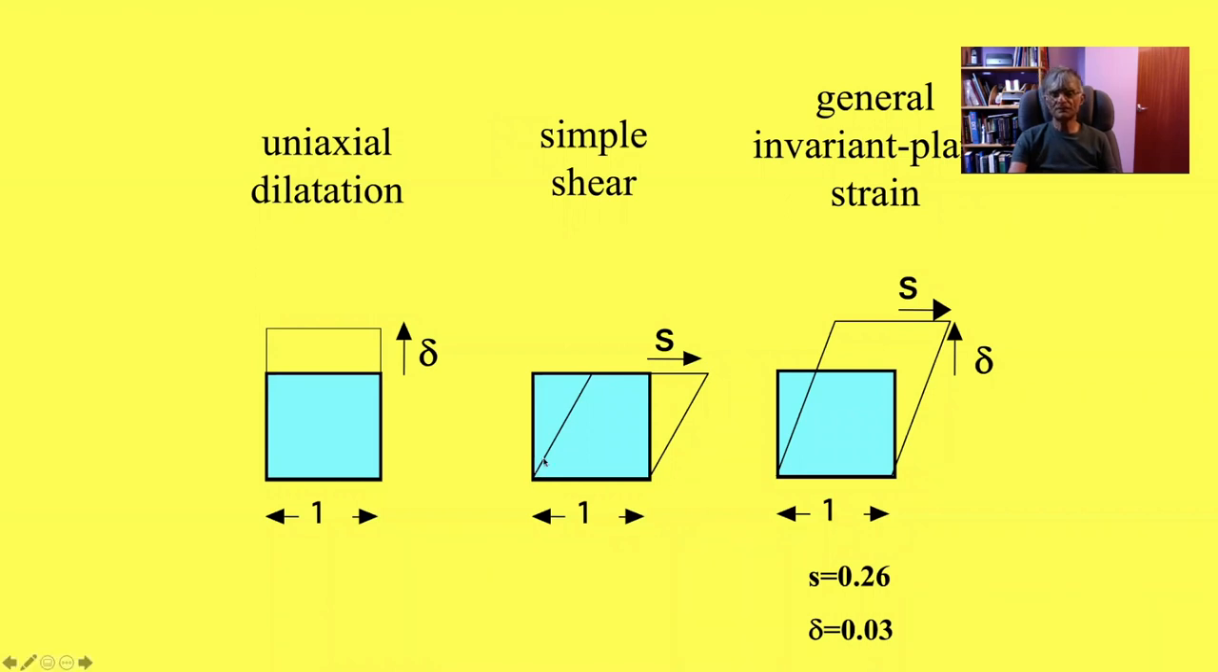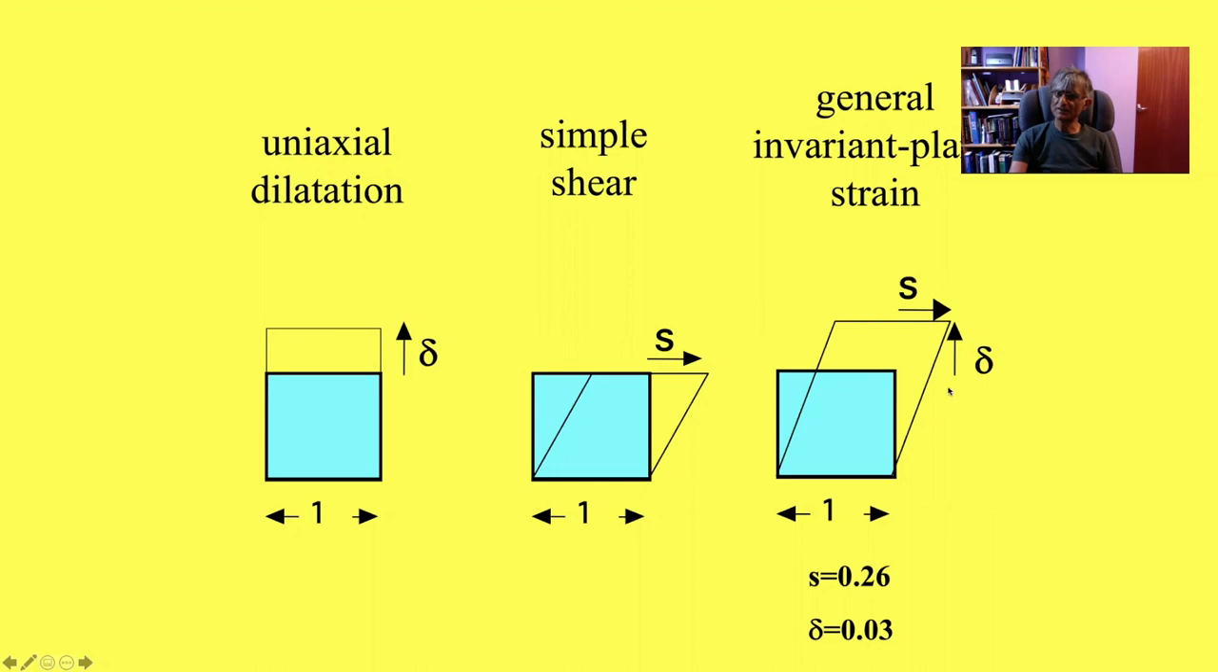Similarly, if we shear the blue crystal, then it also leaves this plane completely unchanged. And that is also an invariant plane strain because that plane is undistorted and unrotated. If we combine these two, then I get the most general kind of invariant plane strain, where we have a combination of a shear and a dilatation.